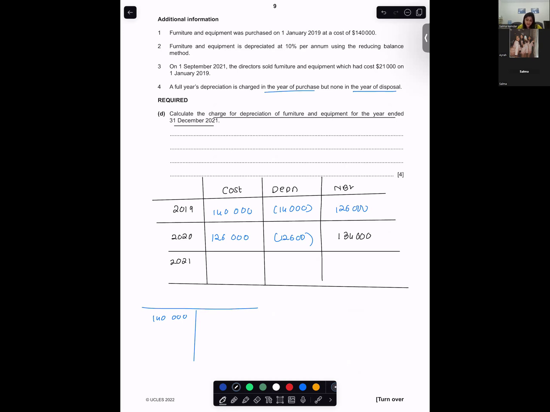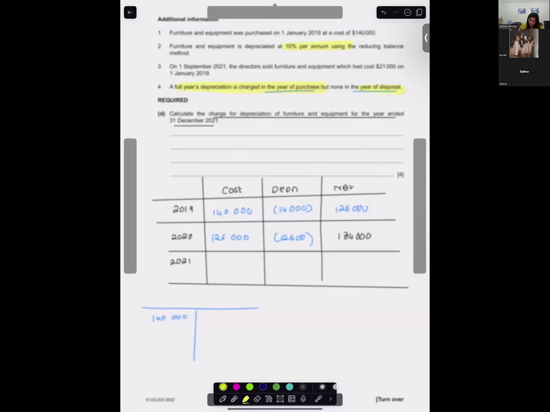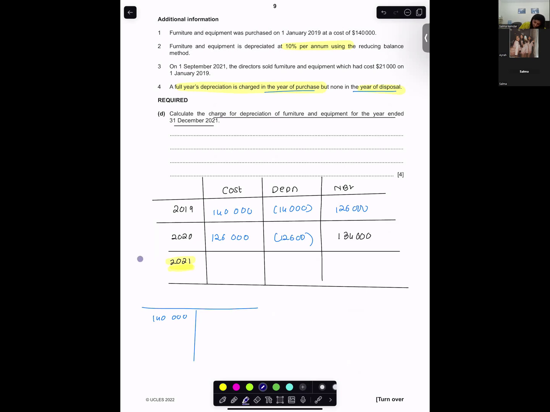What is the depreciation policy? Full year's depreciation is charged in the year of purchase, but none in the year of disposal. So what is my year of disposal? Year of disposal is 2021. So on 1st September, directors have sold the furniture and equipment which had cost 21,000. The 2020 net book value is 113,400.